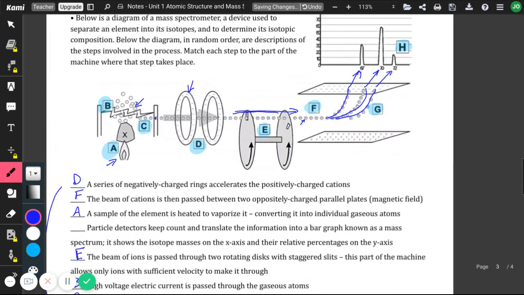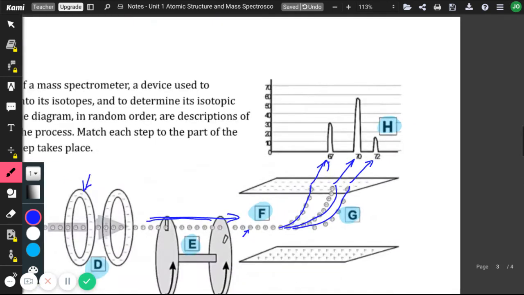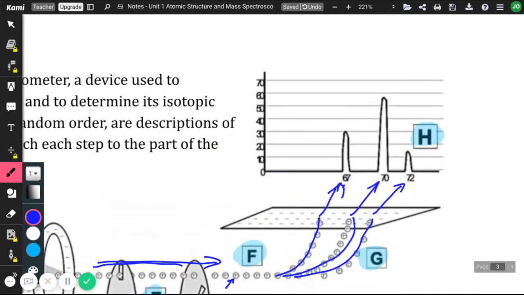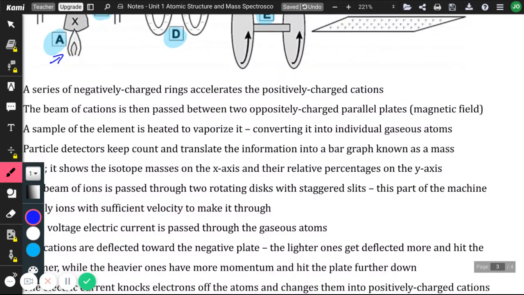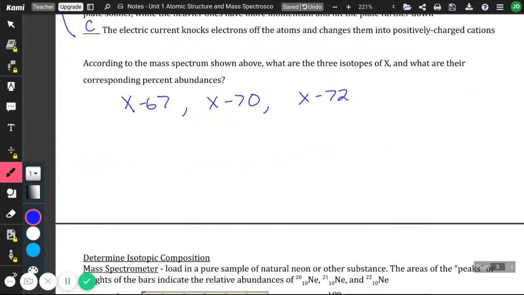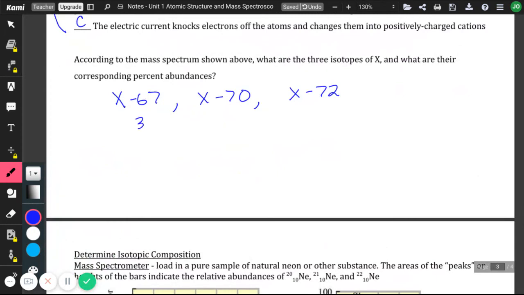Now, how often do they occur? Well, here I've got 30, here I've got 57, and here we said between 12 and 15, so let's say 13. We add those up, we're going to end up with 100, right? So our percentage is going to equal 100. So 30% is 67, 57% is 70, and 13% is 72.